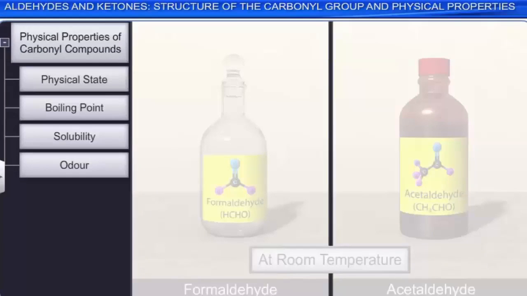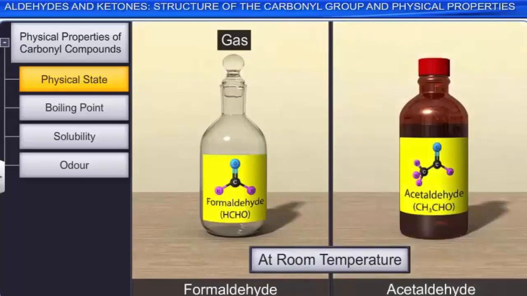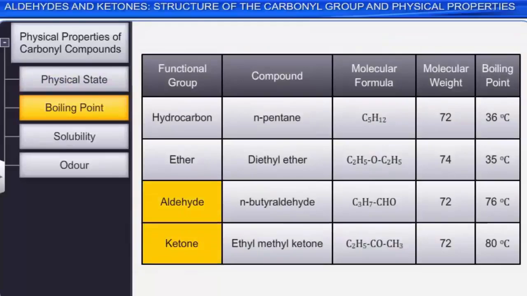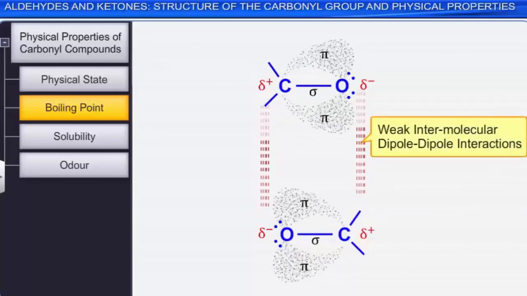Now, let us look at the physical properties of carbonyl compounds. At room temperature, formaldehyde is a gas and acetaldehyde is a volatile liquid. Other aldehydes and ketones are liquids or solids at room temperature. Aldehydes and ketones have higher boiling points than hydrocarbons and ethers of comparable molecular weights. This is due to the weak intermolecular dipole-dipole interactions.